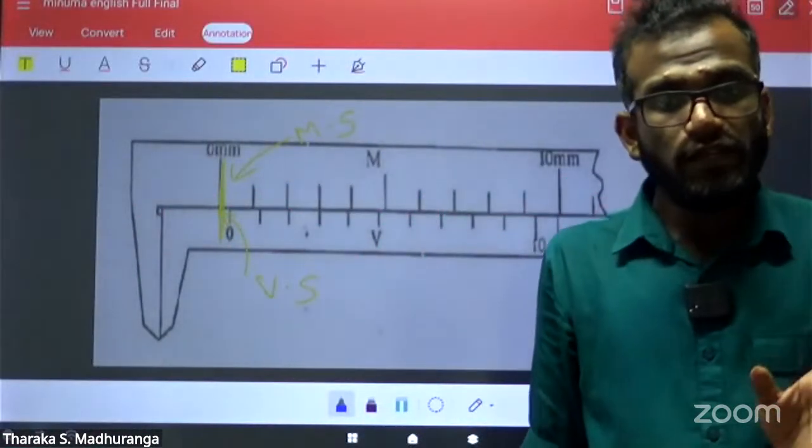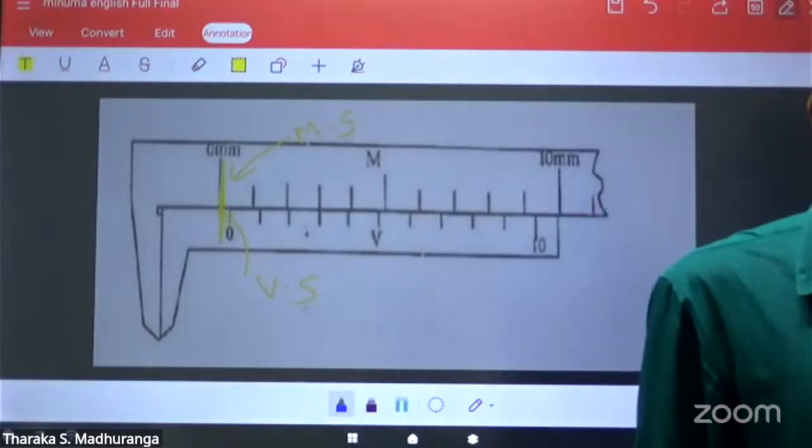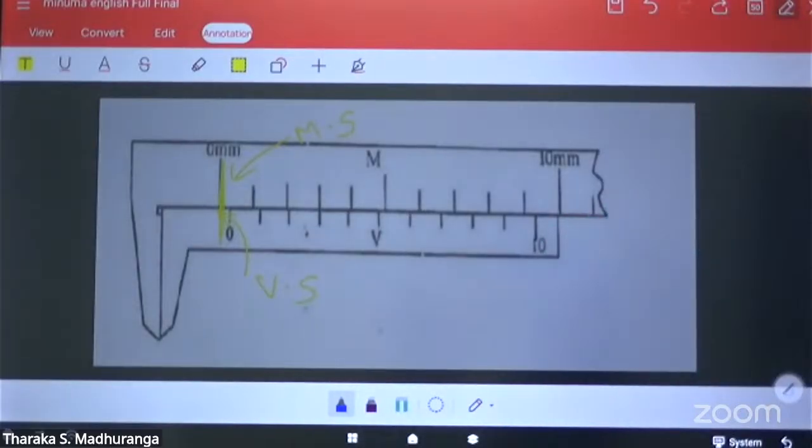Then again we discuss the vernier caliper 0 error, mainly two types. What are the types of 0 error in the vernier caliper? Do you remember?